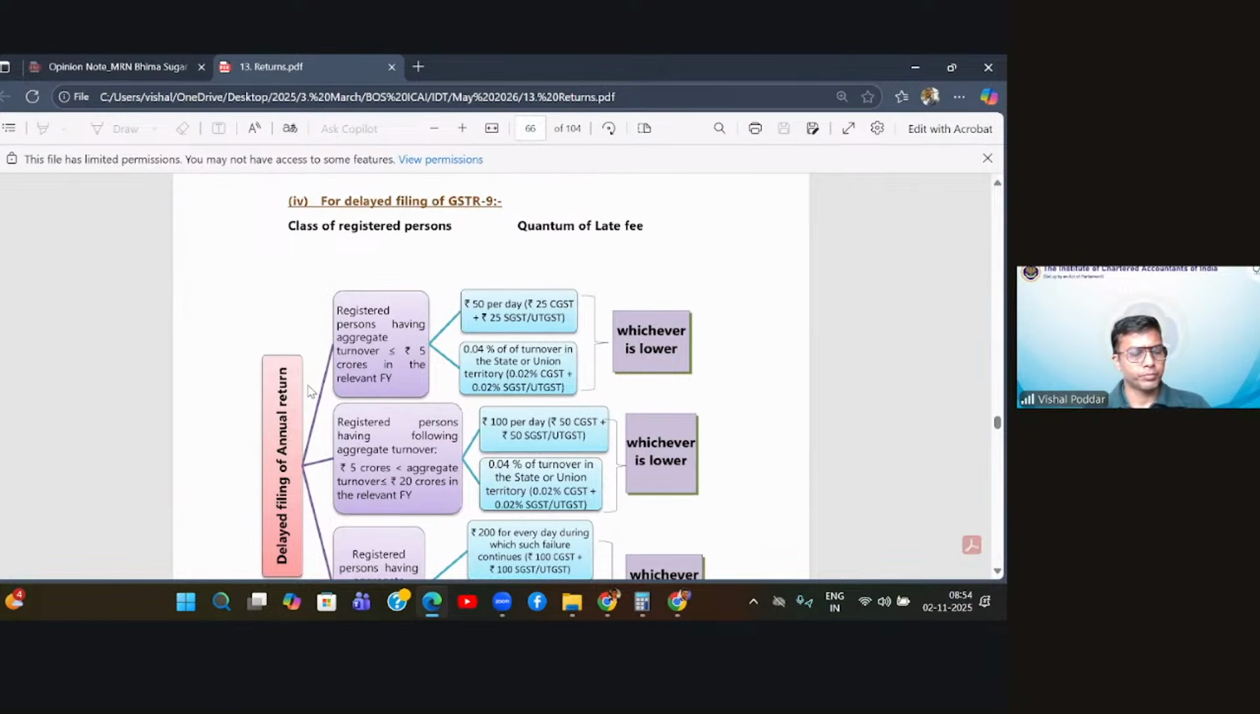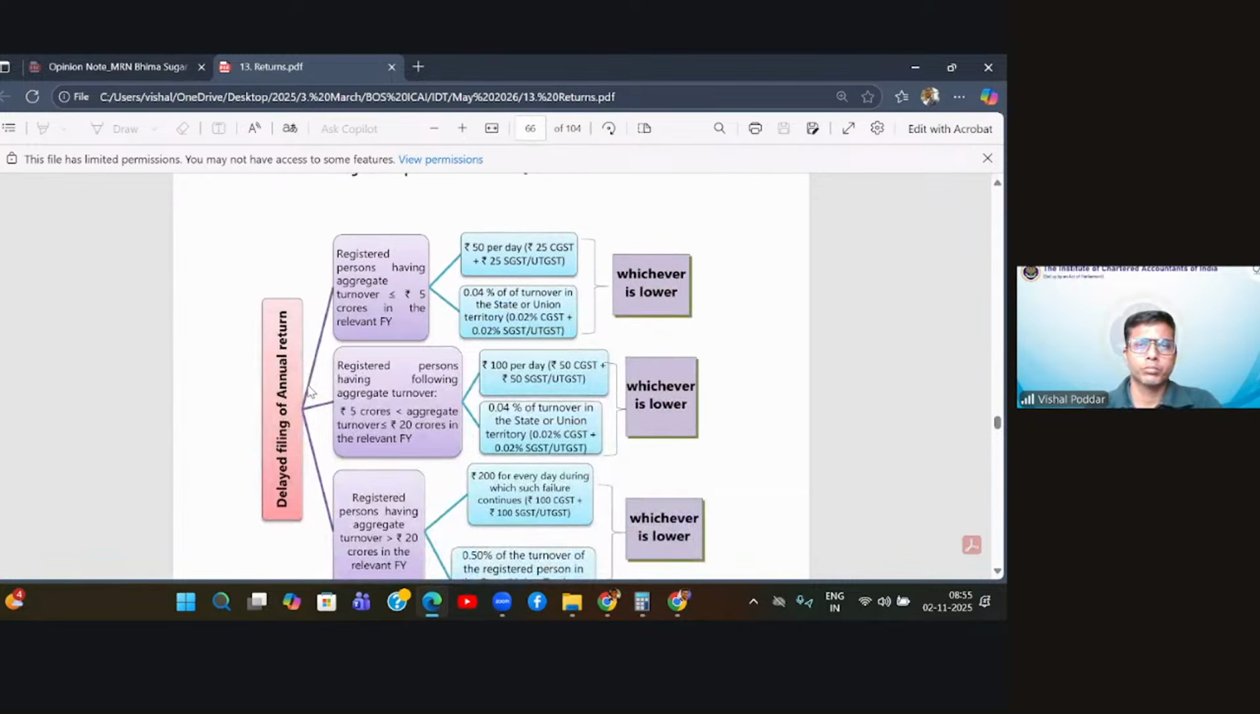For delayed filings of GSTR 9, delayed filing of annual return, registered person having aggregate turnover less than or equal to 5 crore in the relevant financial year, rupees 50 per day or 0.04% of turnover in the state or union territory, whichever is lower.